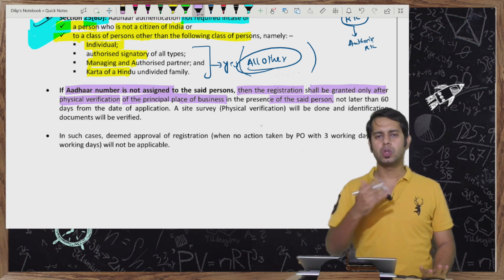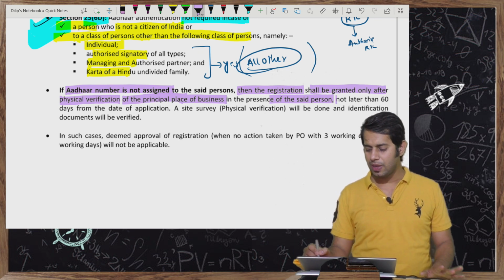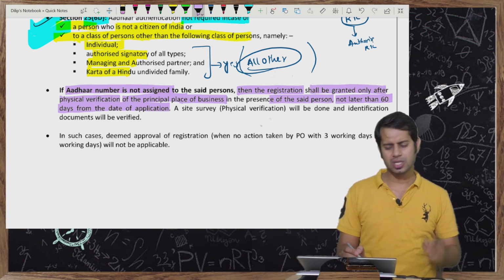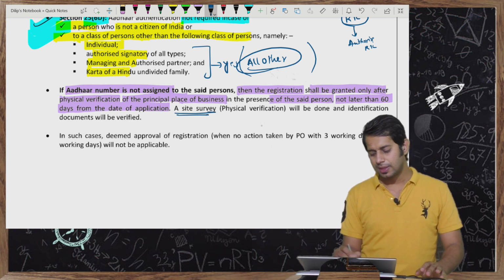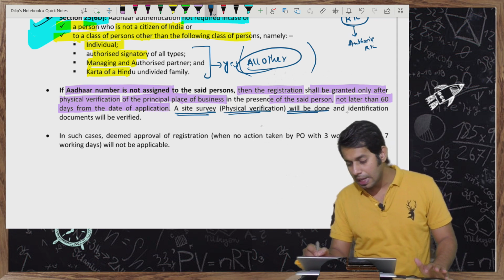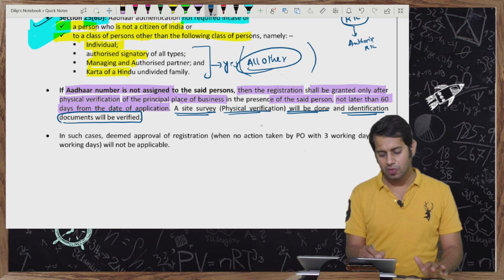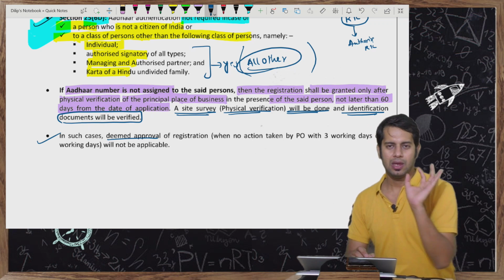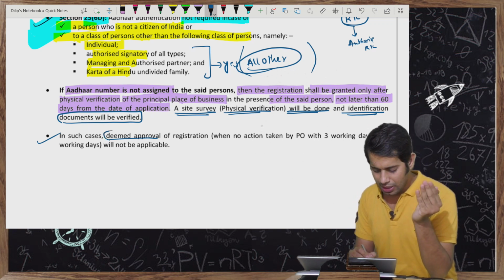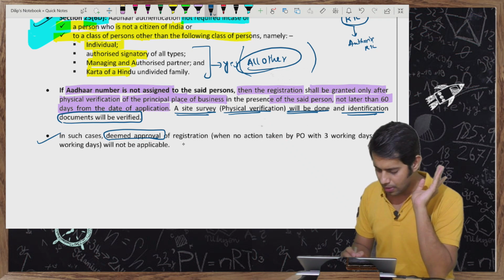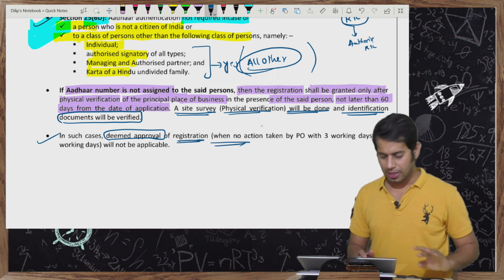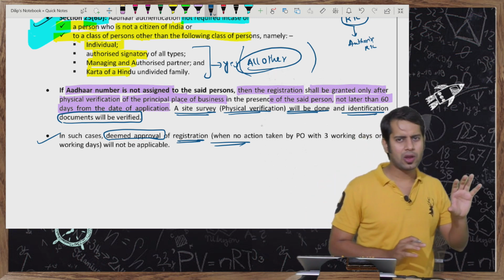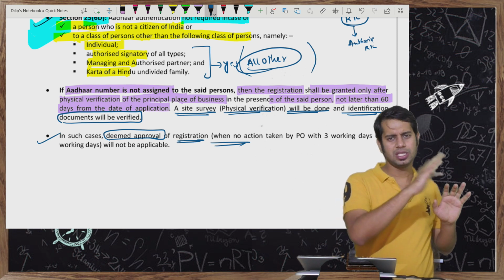At the time when he is coming, you should also be present at that place, and this will happen not later than 60 days from the date of application. Within 60 days from the date you made your application, he will come for physical verification. The site survey, that is physical verification, will be done, and identification of documents will also be verified. Whatever documents you have submitted will also be verified. In such cases, deemed approval. When you are not doing Aadhaar authentication, deemed approval of registration will not be applicable. Normally, if you have applied for registration and within 3 days they do not reply, the registration is deemed to have been granted.